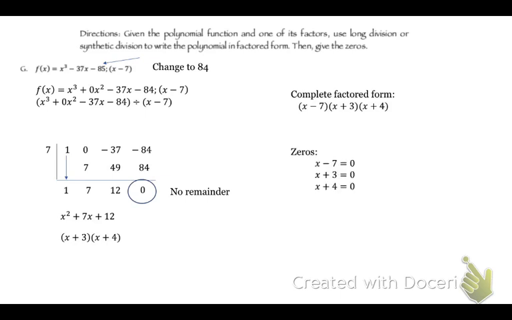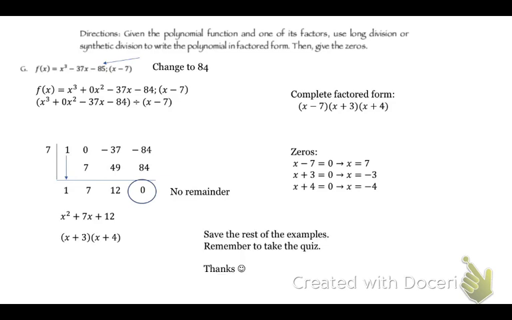We have to find the zeros, so we set each of those equal to 0. Solve them, so that would be x equals 7, x equals negative 3, and x equals negative 4.